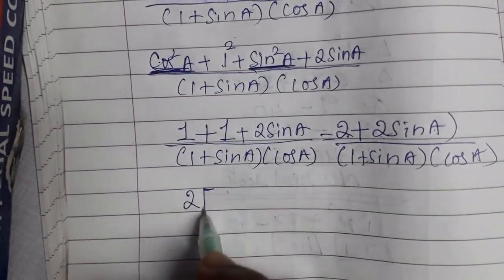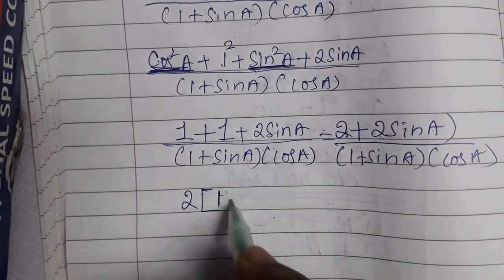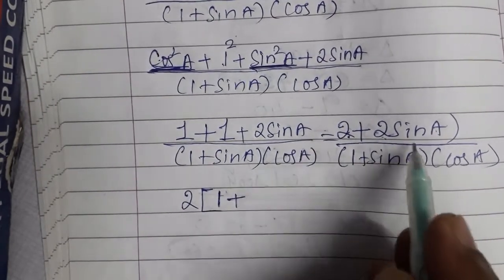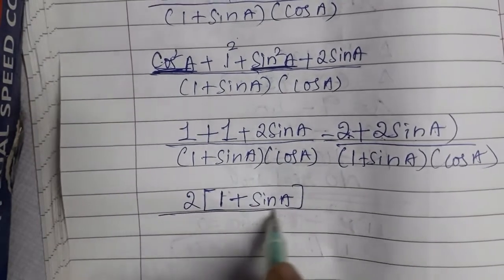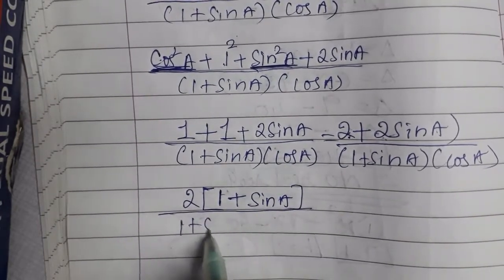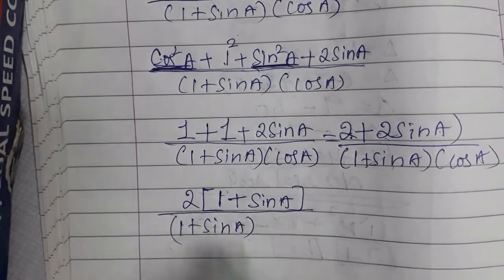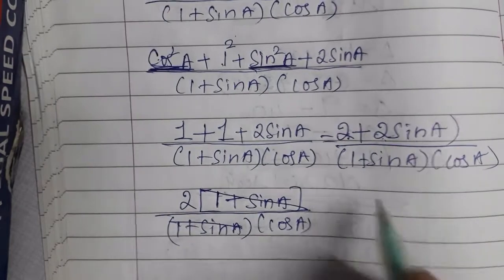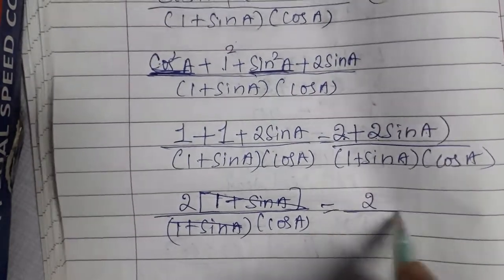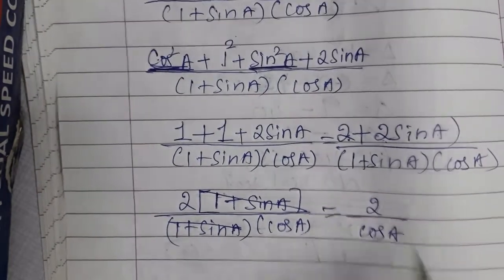So take out 2, open the bracket. 2 ones are 2, plus, because 2 is taken out, this will remain as sin a. Close the bracket by 1 plus sin a into cos a. Now you can notice 1 plus sin a, 1 plus sin a is cancelled. What you will get? 2 by cos a.